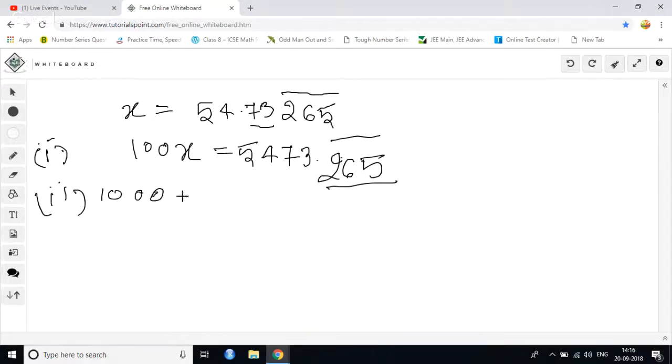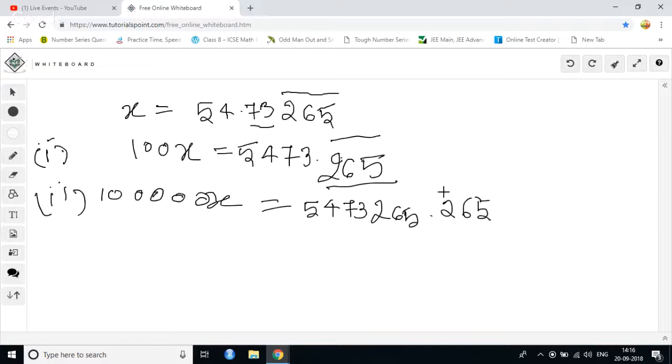I'll get 100, and then you multiply it with 1000, you get 3 extra zeros, and then x would be there, and that would be equal to 5473.265, and after the decimal this 265 will keep on repeating. So after the decimal, what do you get? After the decimal you get 265, and there would be a bar after this.